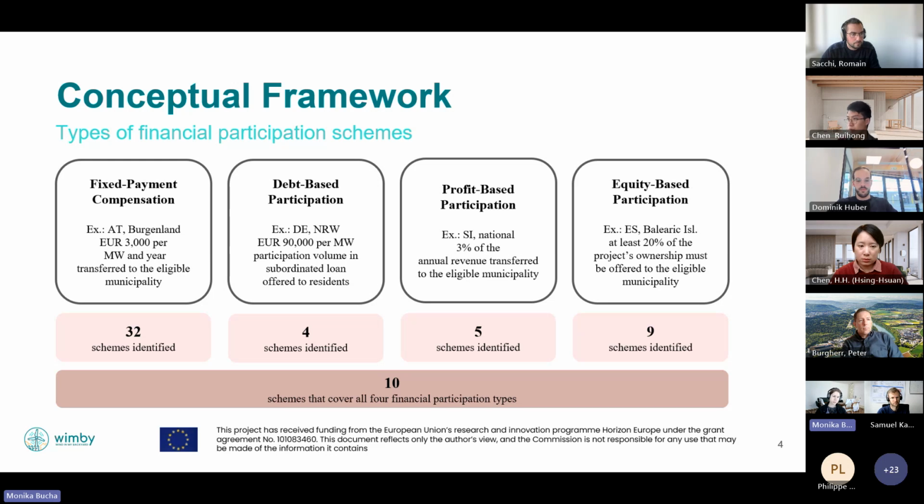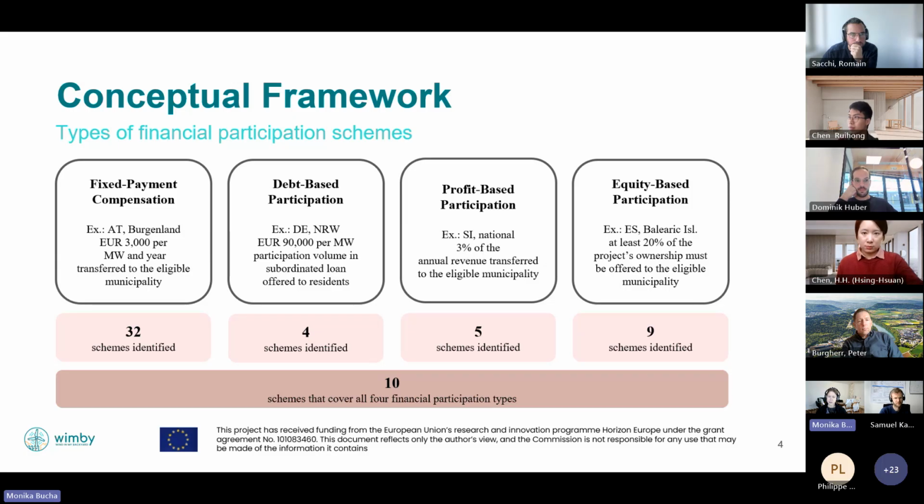The most prominent scheme are fixed compensation payments. An example is in Austria, in Burgenland, where wind park developers have to pay 3,000 euros per megawatt installed and year and transfer the money to the municipality. And I could identify 32 of such schemes in Europe already put into regulation.